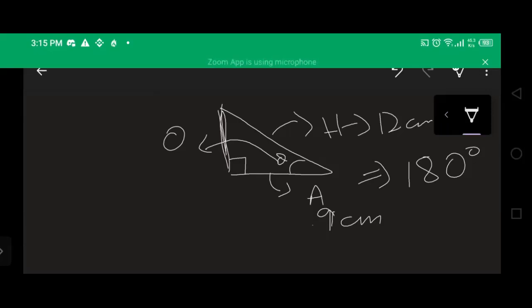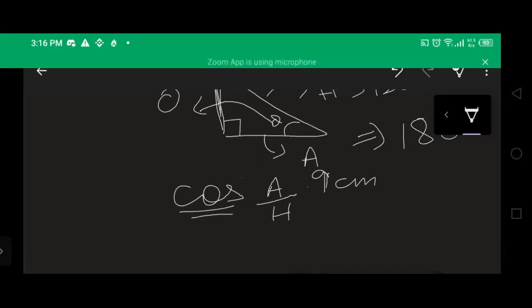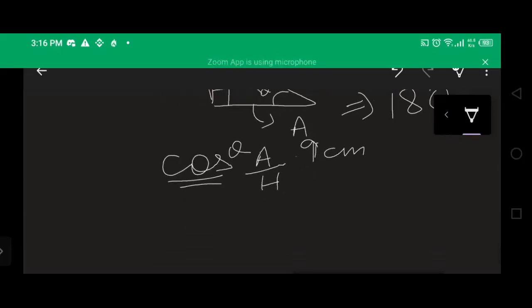Tan. No, use cos. Yes, cosine. So cos is adjacent over hypotenuse. Yes, I messed up. So when I have to shift this cos theta, cos to the other side of the equation, theta equals to, just complete the equation.